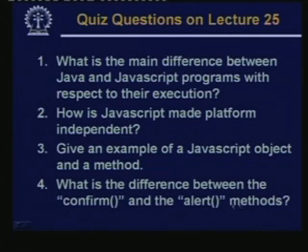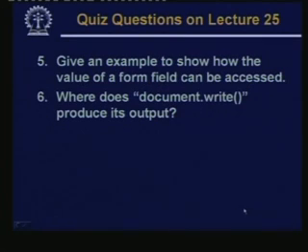What is the difference between confirm and alert methods in JavaScript? Give an example to show how the value of a form field can be accessed. Where does document.write produce its output? So, with that we come to the end of today's lecture.